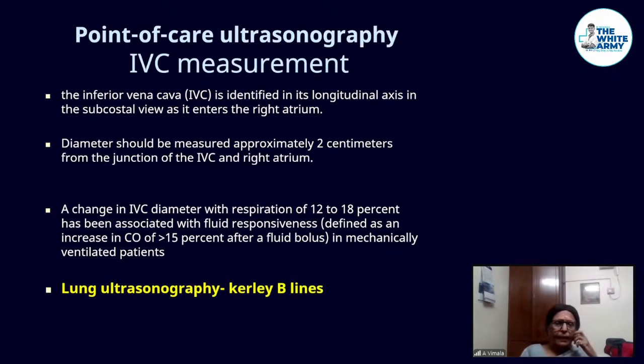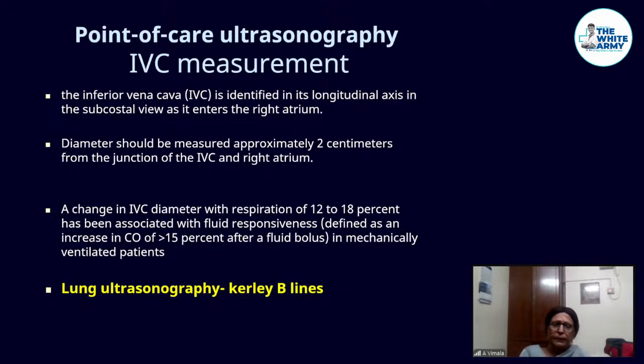Now, what is the current state-of-the-art assessment for hypovolemia? That is FOCUS, point-of-care ultrasonography. What do you do in this? You measure the inferior vena cava. Where do you identify the IVC? In its longitudinal axis, in the subcostal view, just behind the xiphoid. It is very, very important because we measure low. If the IVC is identified at a lower place, it may give a wrong value.